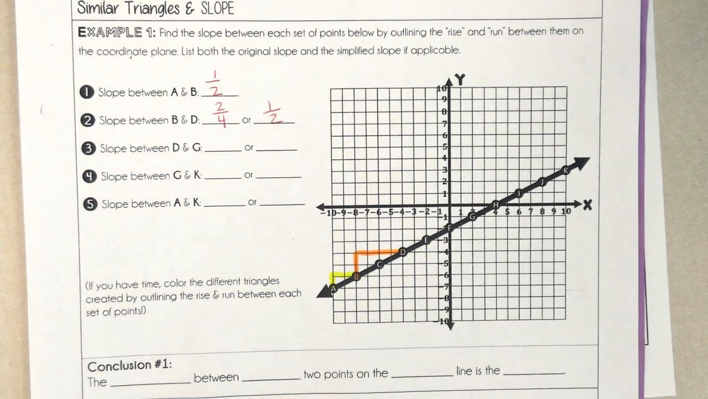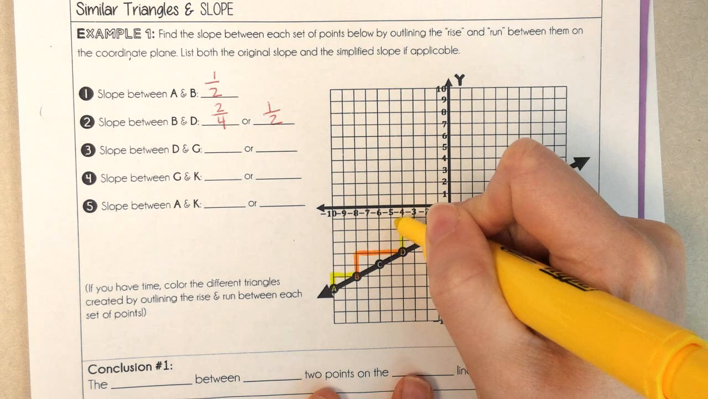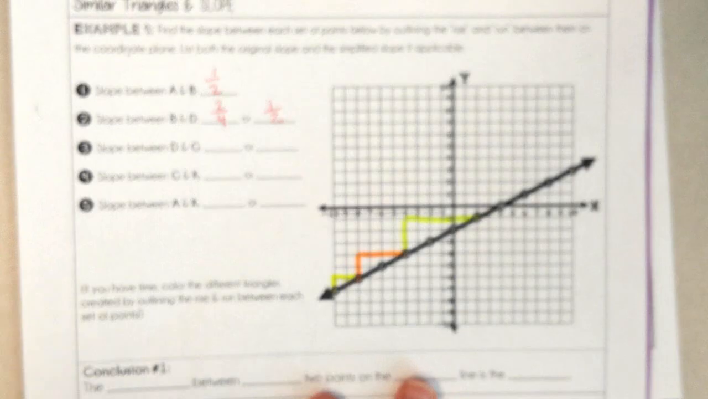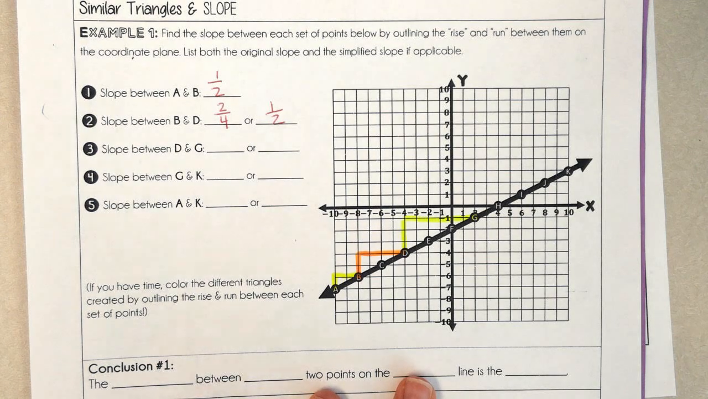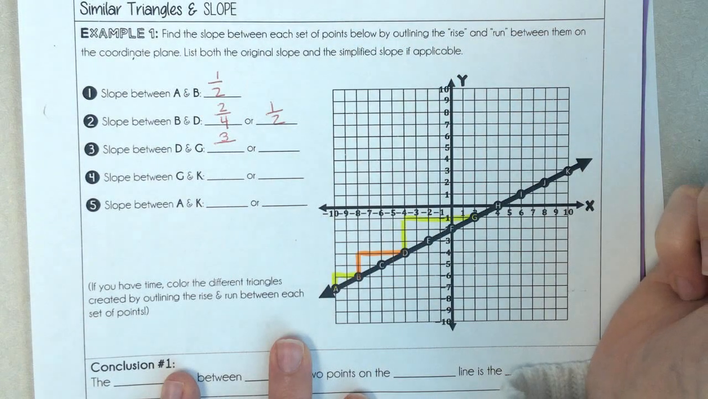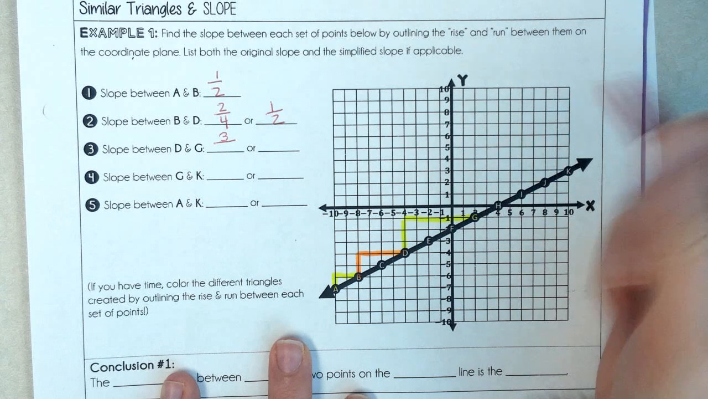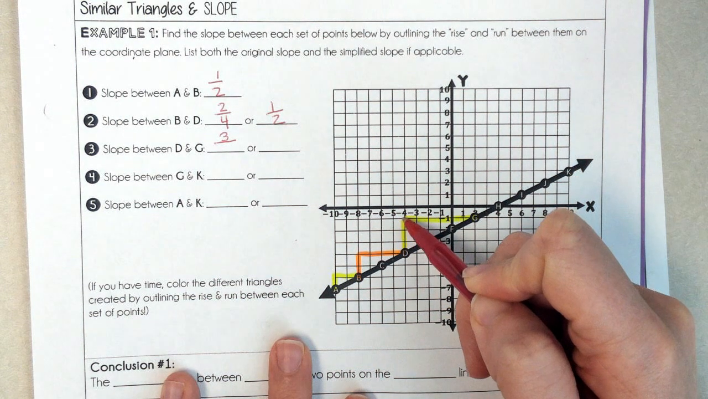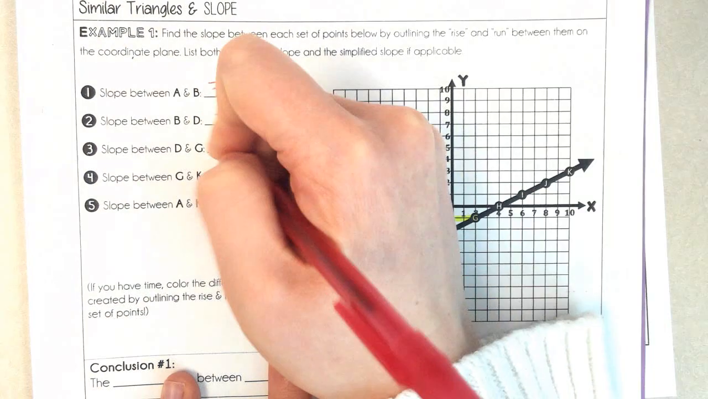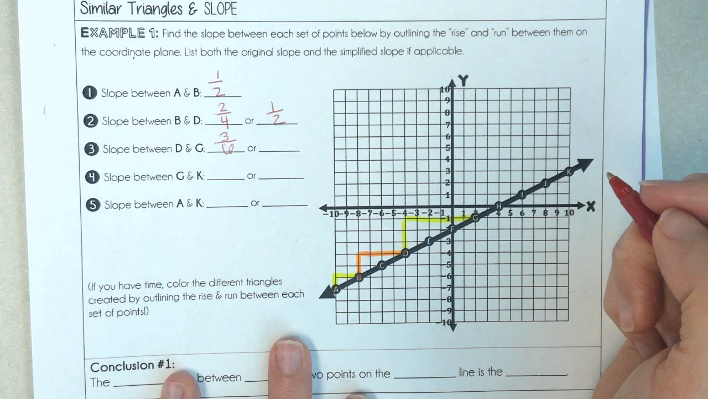Okay, the slope between D and G. So outline the rise and the run between D and G. What is my rise on this one, Lamaya? 3. And Carter, my run? 3. So my rise was 3. My run is 6. Okay. When I simplify that is anyone? 1/2. Great.